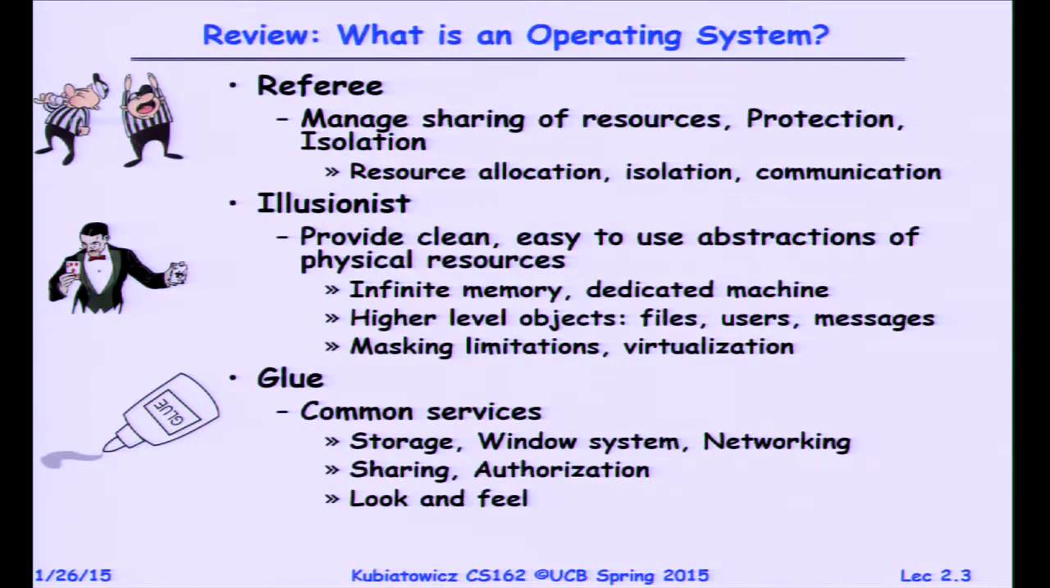And then the idea of the glue, which is common libraries and other useful functionality like file systems that you really need to glue applications together, and the operating system implements them once. I mean, why implement the same thing over and over again when somebody can do it once and debug it and provide it as a service? Okay? So these three things, the referee, illusionist, and glue, I think is a very good way for us to start with what is an operating system.